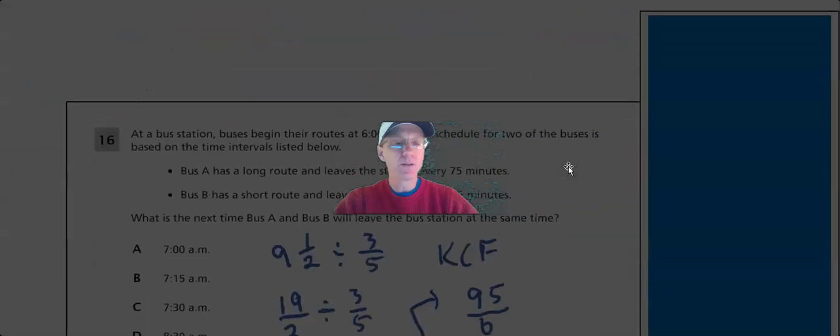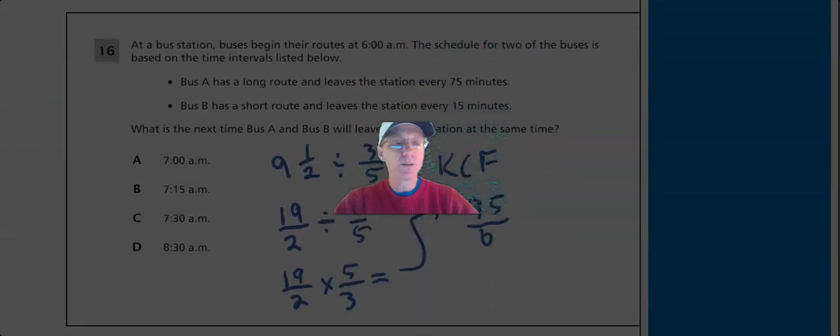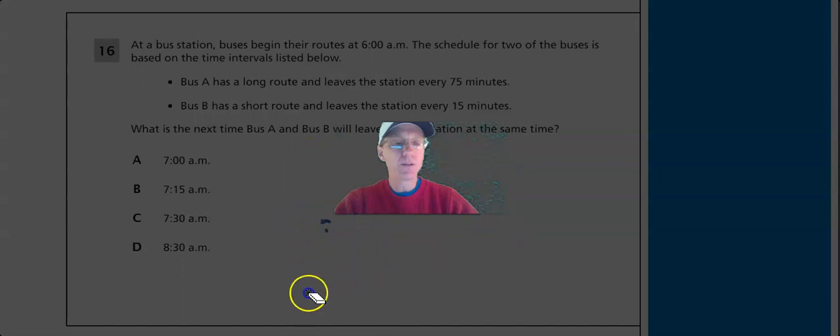Okay, well, let's take a look at this problem. This problem's different and uses some pretty interesting ideas. Again, here we have something about trains, and this is scheduling. This is exactly what a lot of companies do. You could be a scheduler. It says at a bus station, buses begin their routes at 6 a.m. The schedule for 2 of the buses is based on the time intervals listed below. There are a lot of problems like this. They're very common. Bus A has a long route. It leaves the station every 75 minutes.